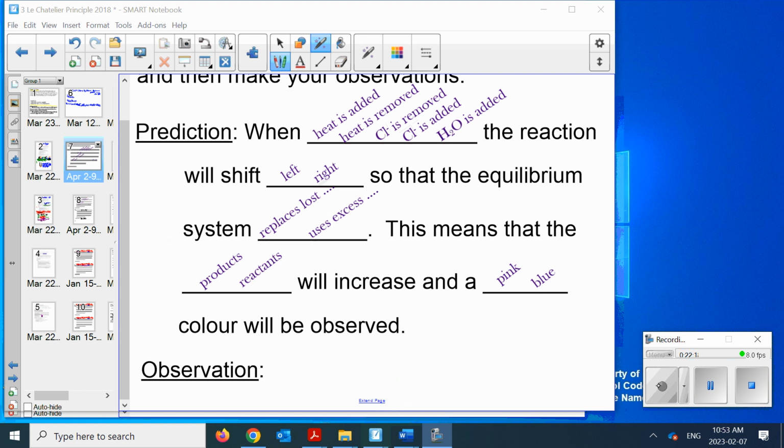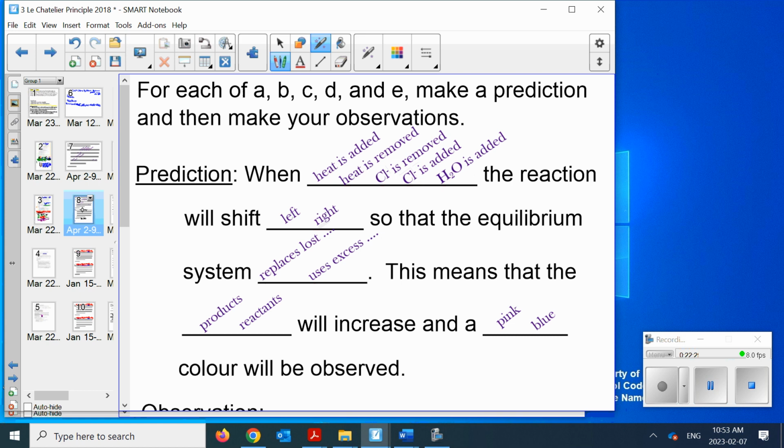So to make your predictions for this, the very first one, A, you're going to add in when heat is added. Let's look at this reaction and just see what happens. So write down when heat is added.